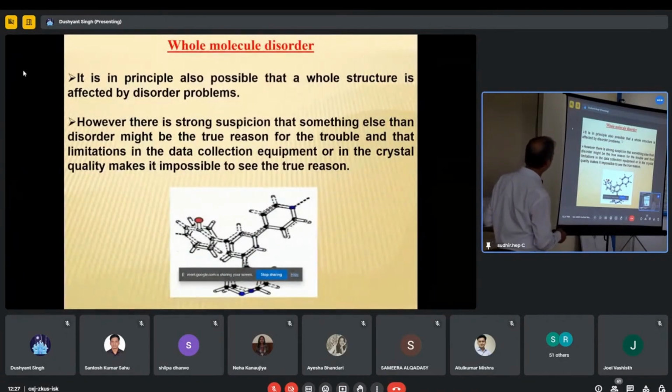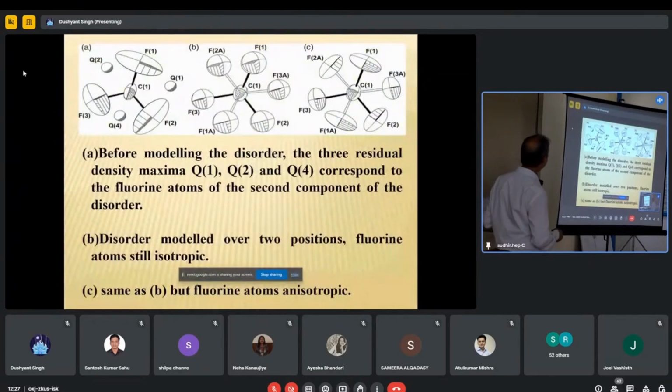But sometimes your data collection may not be correct, or there may be other reasons. Regarding CF3, which I talked about earlier, wherever a CF3 group is present, it always shows rotational disorder. Whenever you solve it, you will get 3 more peaks. Then you have to resolve fluorine into 2 components, and sometimes into 3 components. So the disorder model is over 2 positions here, the same but for the fluorine atom.